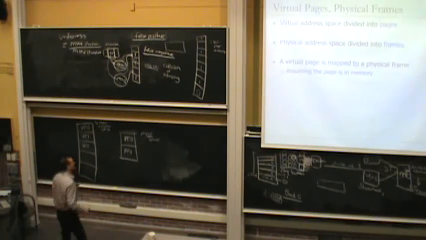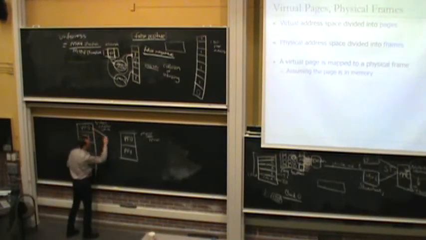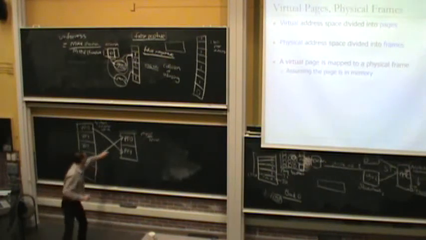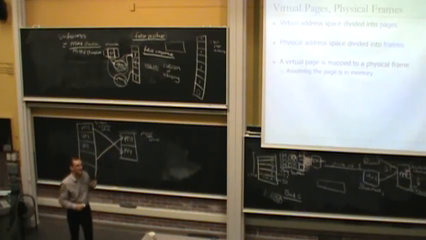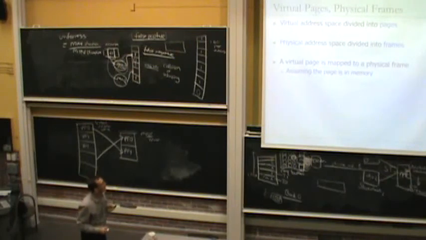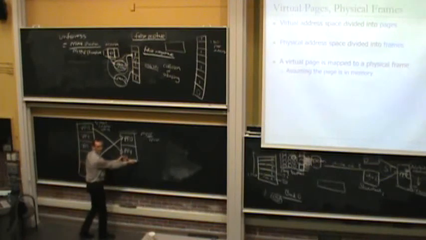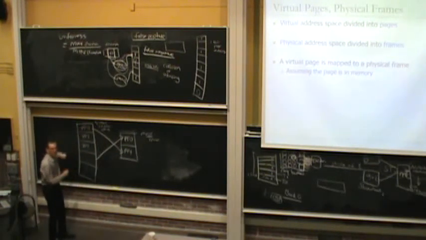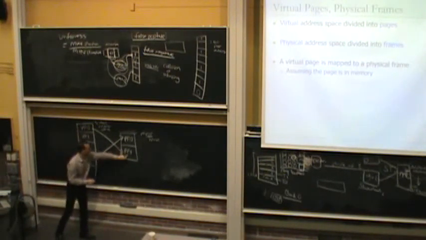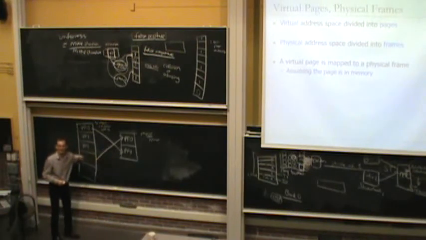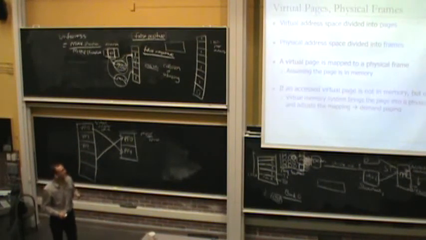And there is a mapping between the virtual page number and the physical frame number. And that mapping is maintained by the virtual memory management or memory management unit. A virtual page is mapped to a physical frame, but obviously you don't have enough physical frames to map all virtual pages to. If a virtual page is not in physical memory, then that mapping says, too bad, it's not in physical memory. Right? So you need to manage this somehow.